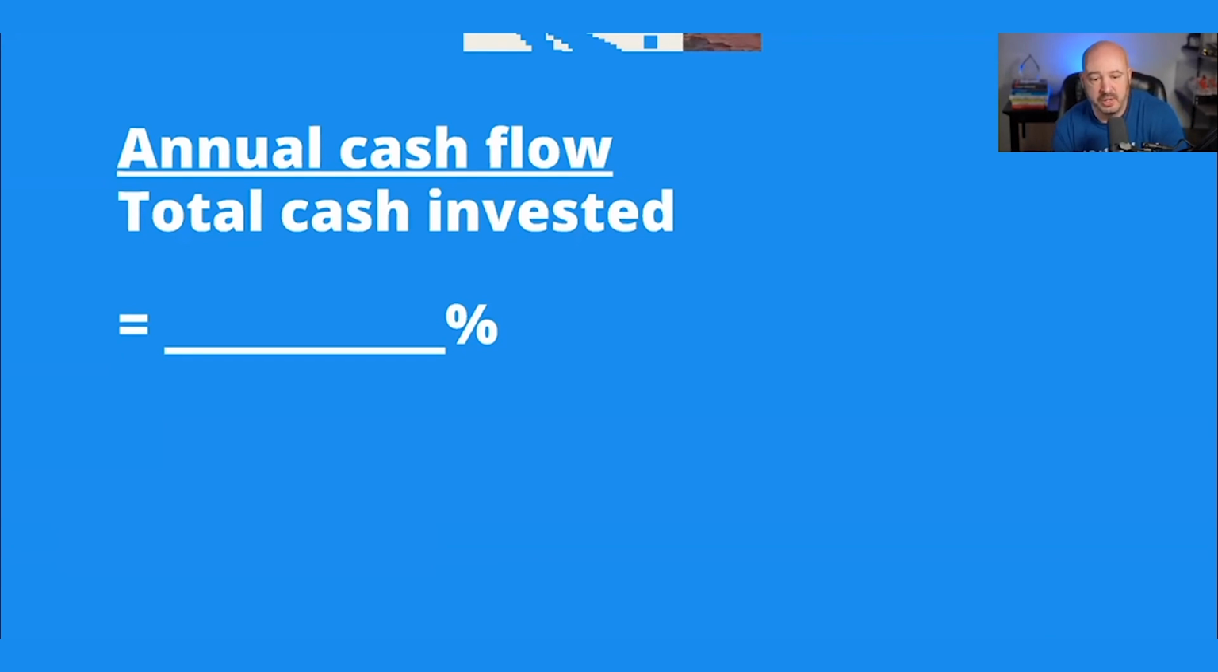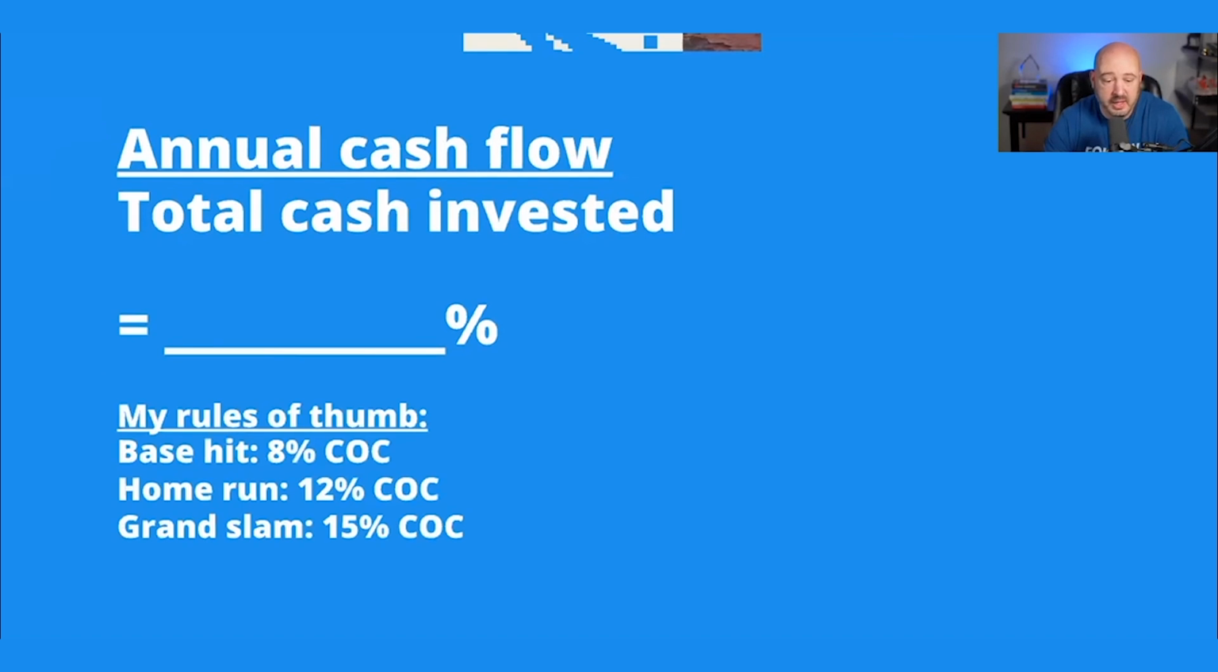So we take our annual cash flow, how much money this property makes in a year, and we divide it by the total cash we put into it, which would be your down payment, your rehab, and your closing costs. The number you get is going to be what we call our cash on cash return. Very, very simple math. Money that came in divided by money that we put in.